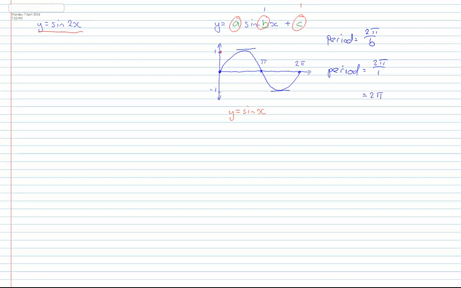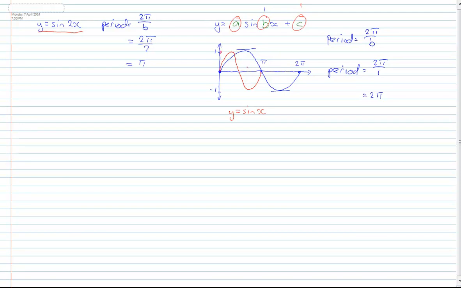My b value, well that's 2, so that's going to affect the period. So I would write period is equal to 2 pi on b. Now my b value, as you can see here, is 2, so it becomes 2 pi on 2, which therefore means it's pi. So what's going to happen is this graph is essentially just going to come up here like that, come halfway back down, and then like that, and finish by the time it gets to pi rather than 2 pi. So it's kind of like happening twice within the space of the pi.